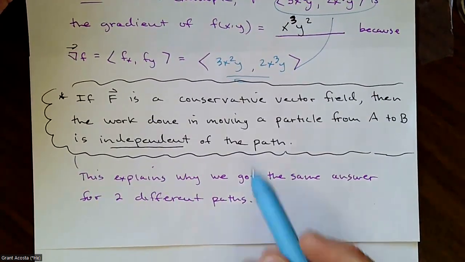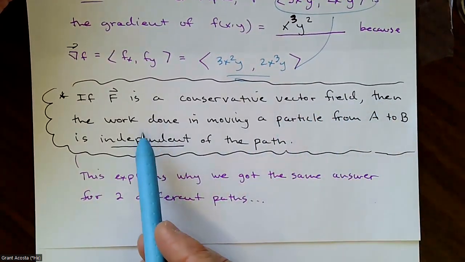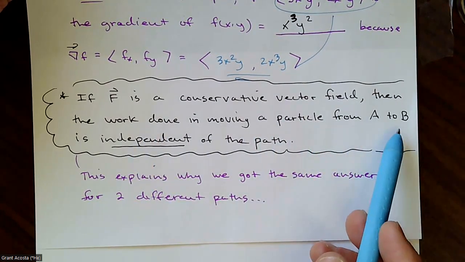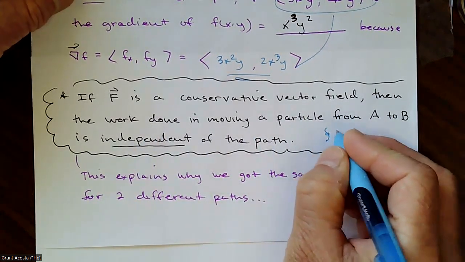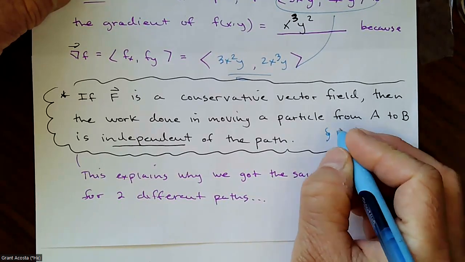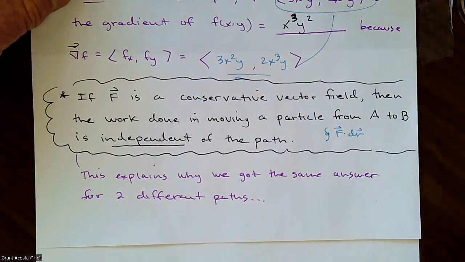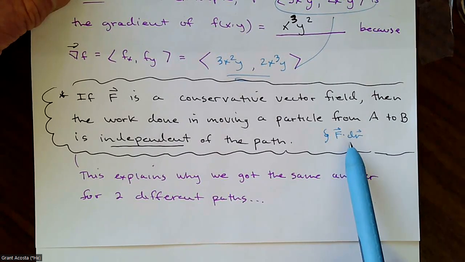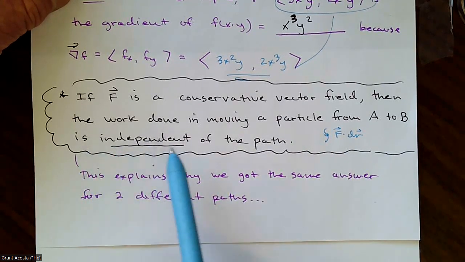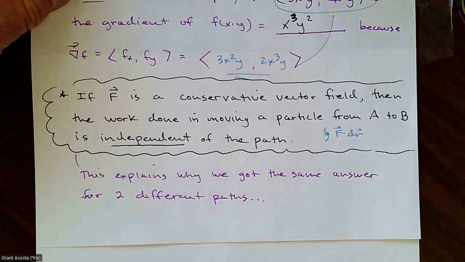So if f is a conservative vector field, as we saw, the work done in moving a particle from A to B, in other words, the integral of f dotted with dr, that could also be interpreted as circulation, right? Or flow. You're going to get the same answer no matter what path you take, which is kind of interesting.